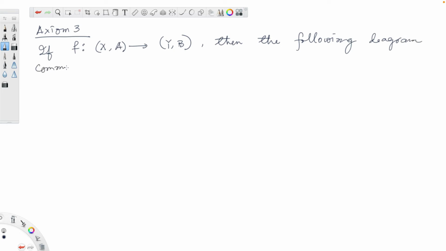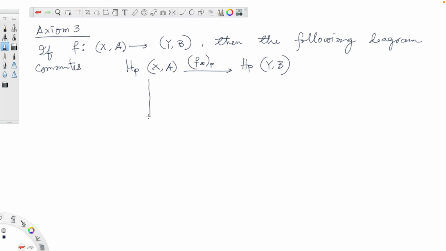commutes. HP of X comma A is mapped to HP of Y comma B. This is the induced group homomorphism of this map F, which is a morphism between these two pairs in the category of admissible pairs of topological spaces, which we denote by F star at P.